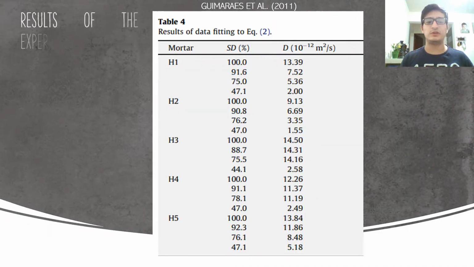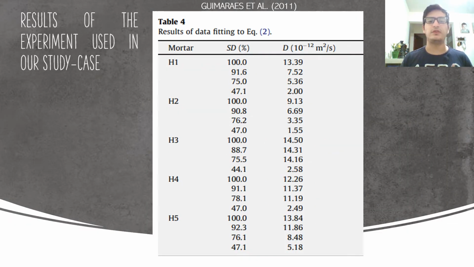The paper that we searched showed many results of diffusivity depending on the saturation degree. We chose a saturation degree of 100%, since this will have the higher diffusivities due to the excess in chlorine, and this value is reported for every mixture.